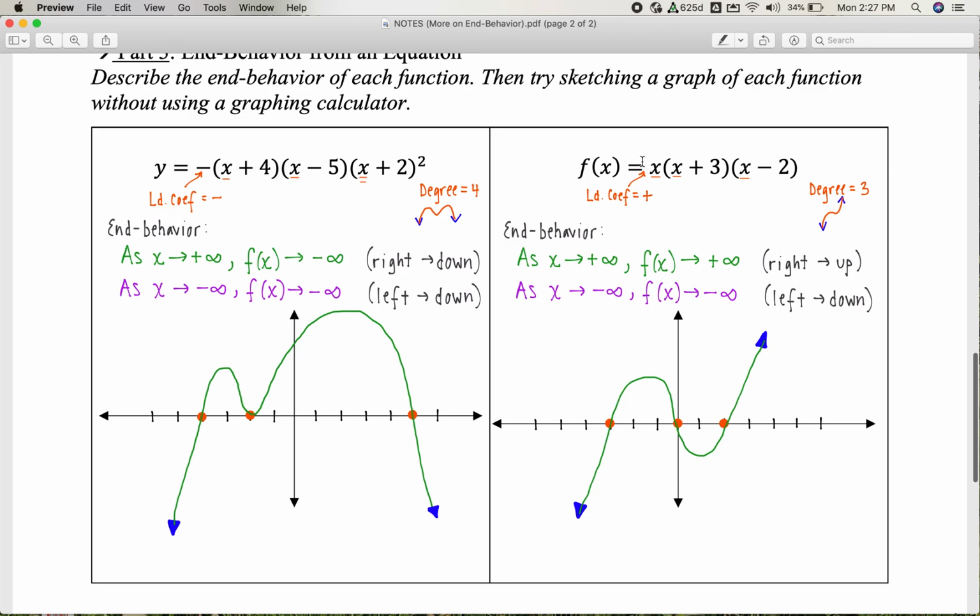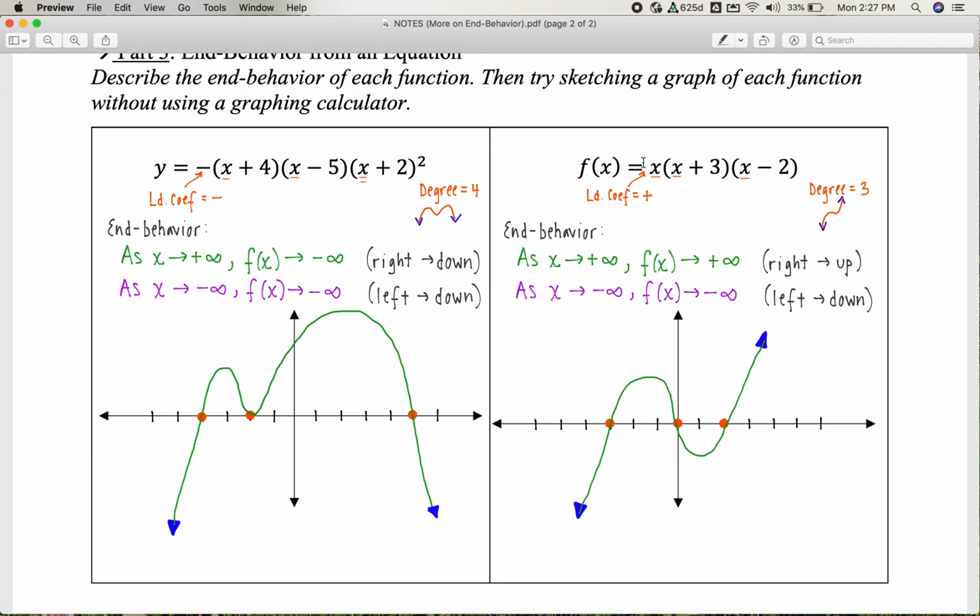One last example right here. This one has 3 x's, so that's degree 3. The leading coefficient is positive, and so now I can start to get a sense of how this graph should head upward like a line, which lets me know that as I head to the right, the graph goes up. As I head to the left, the graph goes down.